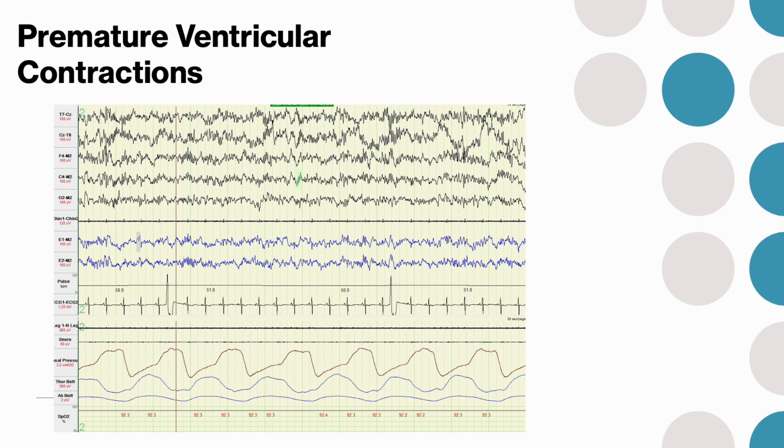Here are a couple PVCs. They're huge and bizarre compared to the other little heartbeats. They stand out from the EKG. These are coming from the ventricles. That's why they're called PVCs. If they were PACs, they would originate from the atria and would actually resemble a pretty normal-looking heartbeat, except the rhythm would be off.